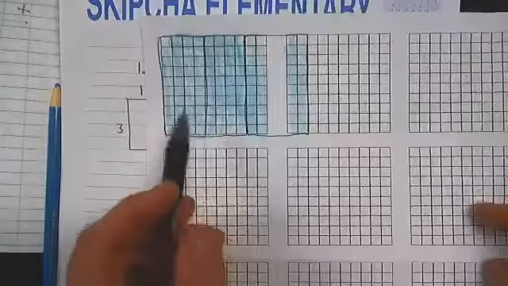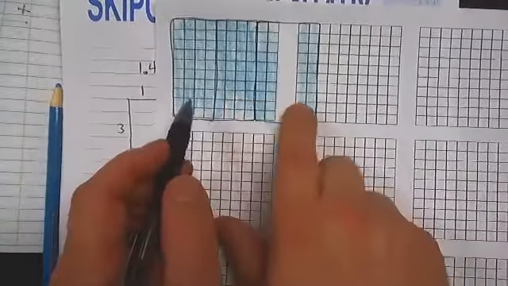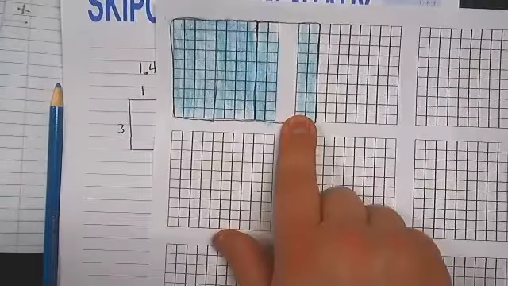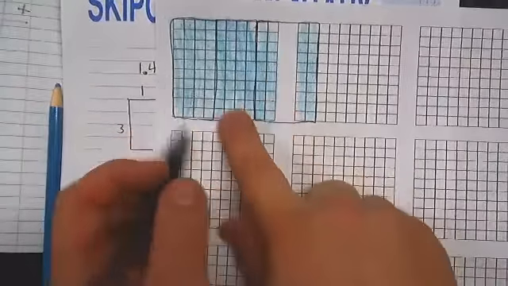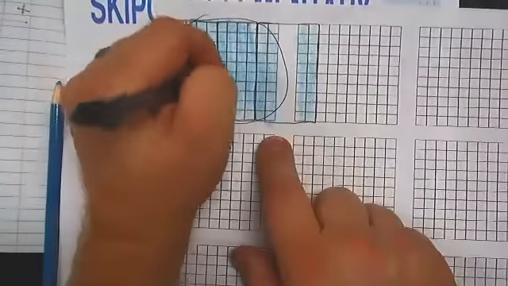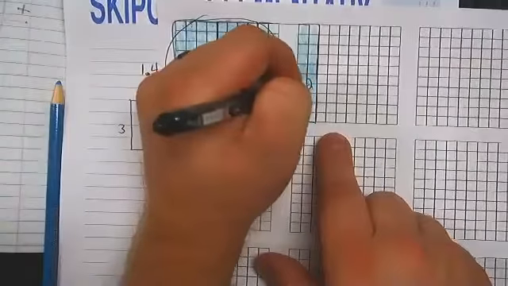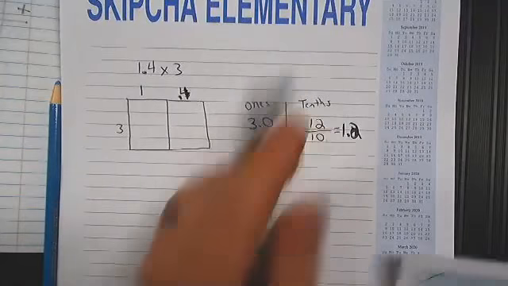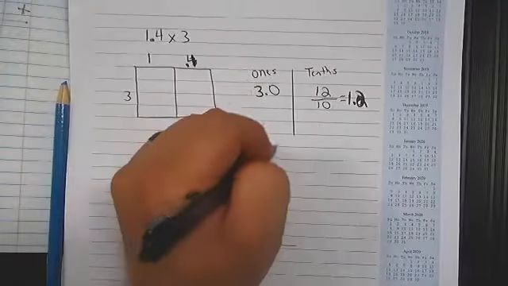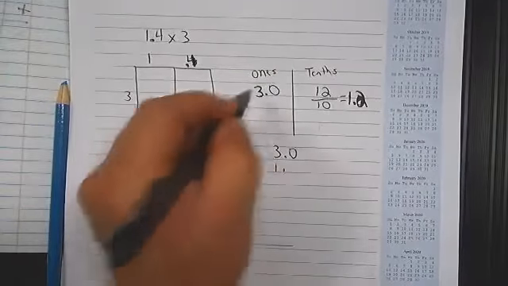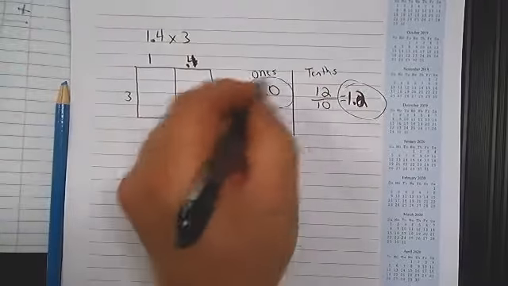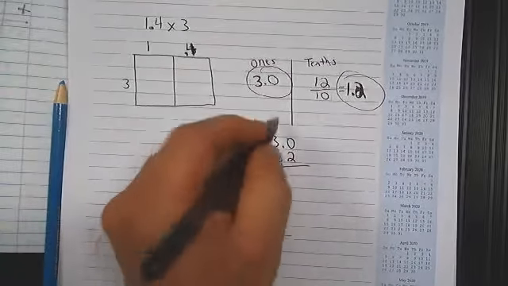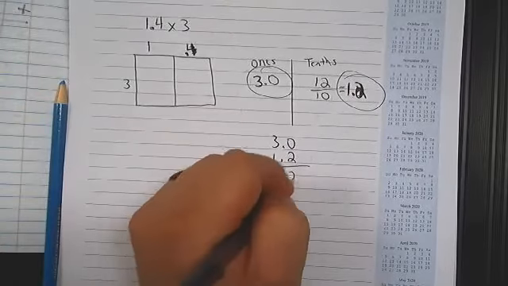So here I've illustrated, I had 3 groups of 4/10, which is 4, 8, 12. 12/10, which is one whole, and then 2/10, right? And that's what I'm showing here. 12/10 is the same thing as one whole and 2/10. So let's add that up. These would be my partial products of the ones place and the tenths place. 1 whole and 2/10 plus 3 would be 4 and 2/10.